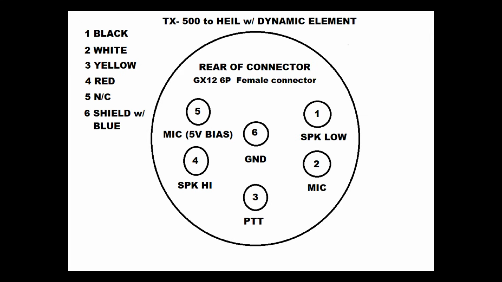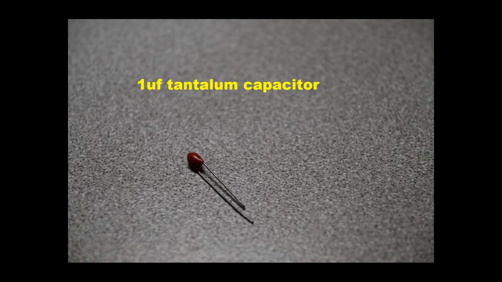The takeaway here is if one connects a dynamic element to a mic line with a bias voltage, damage can sometimes occur. The curative addition of a small 1 microfarad tantalum capacitor in the mic line acts as a DC block. The Heil dynamic elements have a 1 microfarad tantalum capacitor inside as a contingency, but be aware of what you are working with.